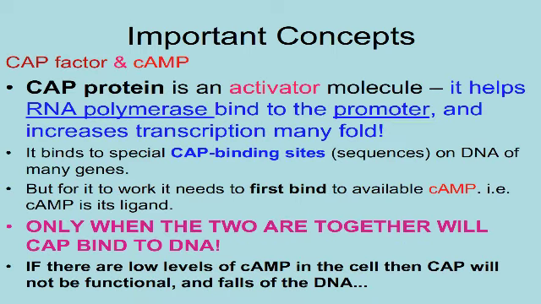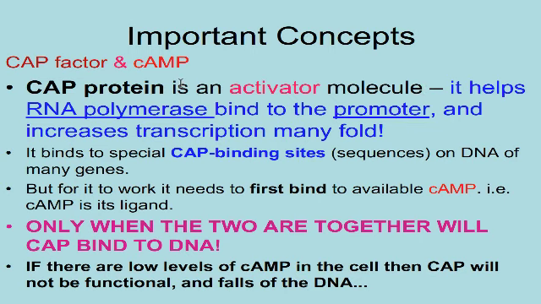So what's the purpose of the cyclic AMP? Well, the cyclic AMP is a ligand for a protein called CAP factor. CAP stands for catabolic activator protein. It's a general protein that's released when glucose levels are low inside the cell. And the CAP protein then has the ability to turn on alternative sugar metabolism pathways, and that would include the Lac Operon itself. So the CAP protein is an activator protein.